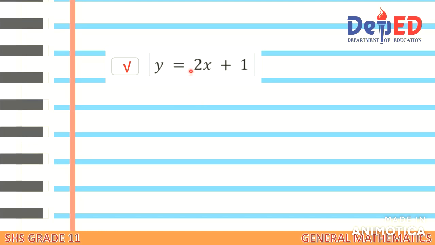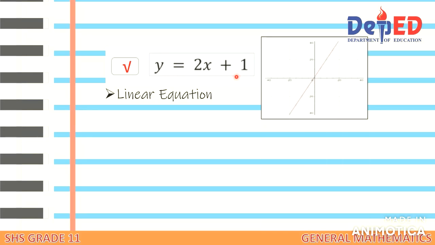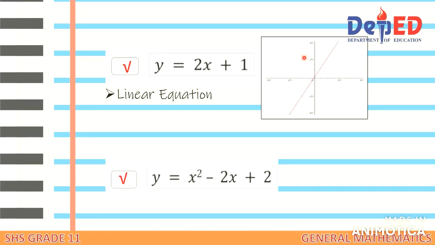y is equal to 2x plus 1. The reason behind why this equation is a function is, first, it is a linear equation. When we have a linear equation, which we have tackled in grade 8, we can have a straight line, right? And if we're going to draw a vertical line here, or if we're going to use the vertical line test, we can have one point of intersection. So it means that the first equation is a function.